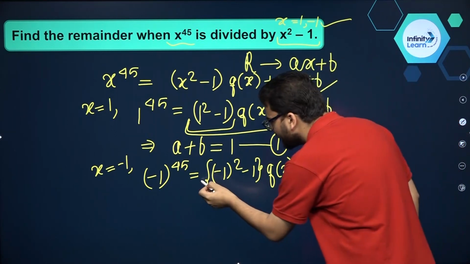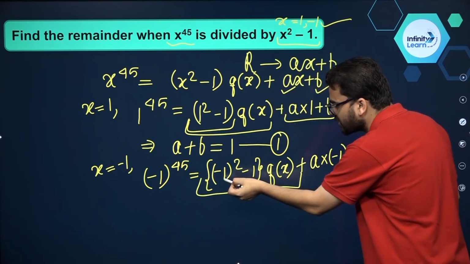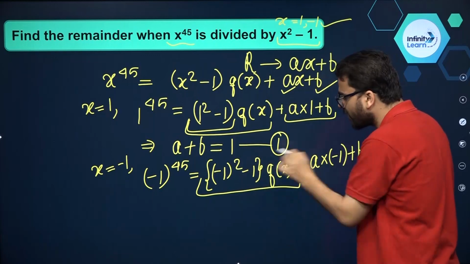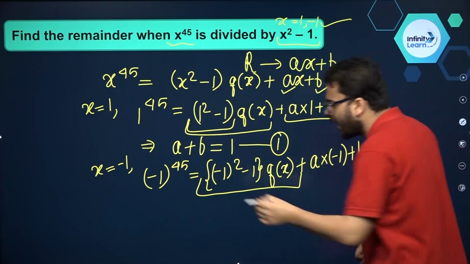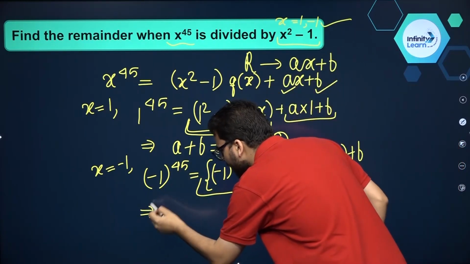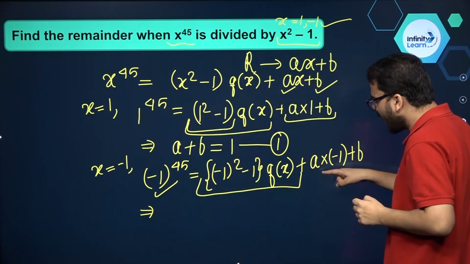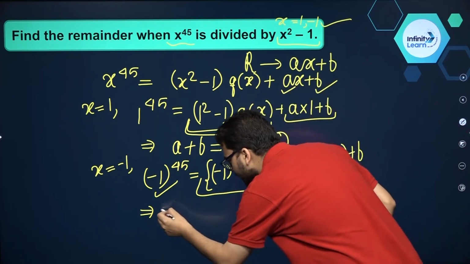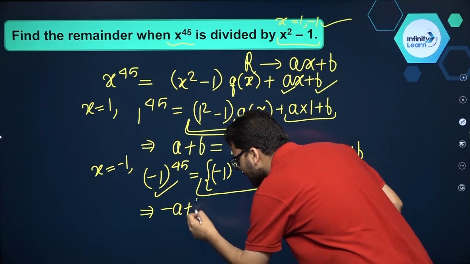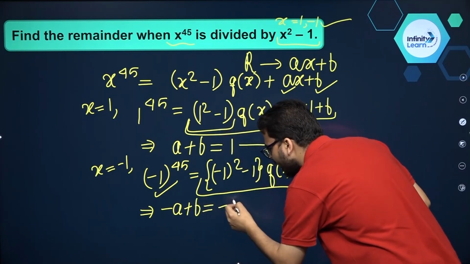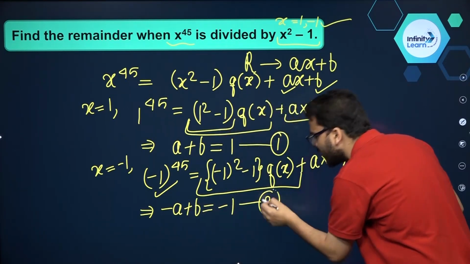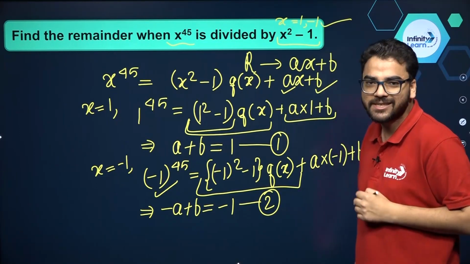So you see over here, this will be vanished out again because minus 1 square is 1 only, so 1 minus 1 is 0, this will be vanished out. And minus 1 raised to the power 45 will be equal to minus 1 only, and this will be minus a plus b. So you'll get minus a plus b is equal to minus 1. So this is the second equation over here. I hope this is clear to you.